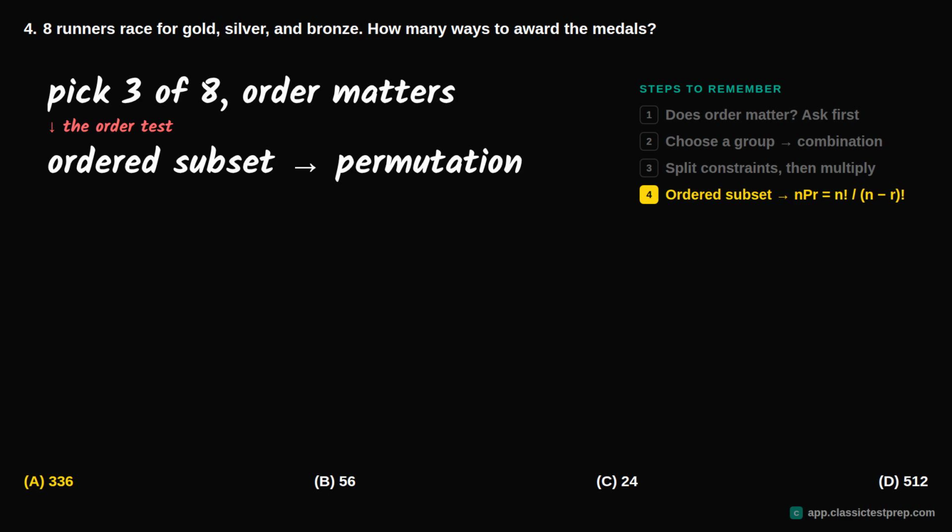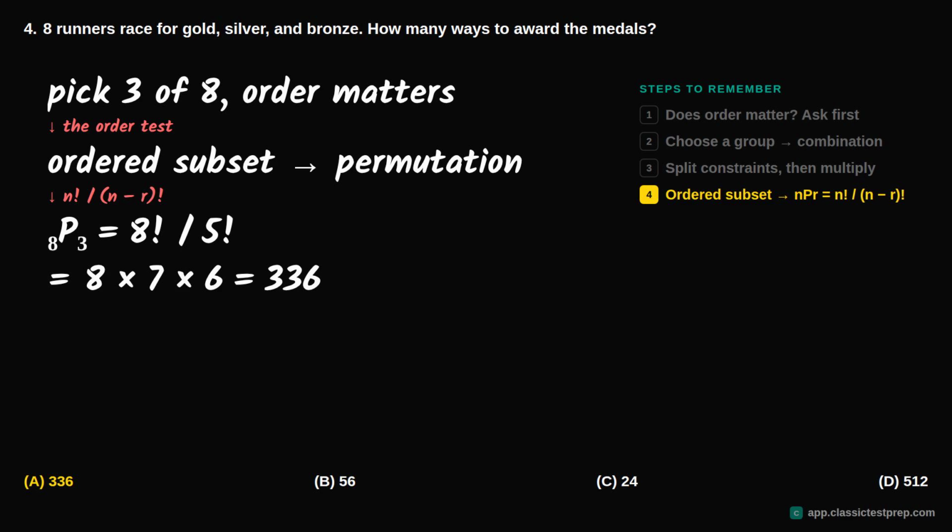And now we're just picking 3 spots out of the 8. And so we have to do 8 times 7 times 6, which is 336. And that's answer choice A. So if you had chosen a combination here instead of a permutation, right? So if you forgot that the order matters for this question, you'd get 56, just like question 2. So we need to remember that the first thing we have to identify is, does the order matter or not?